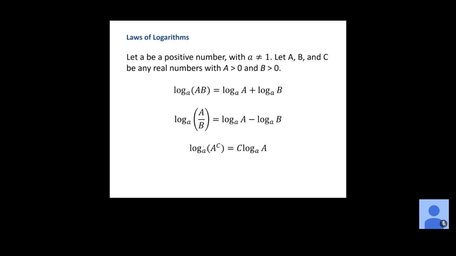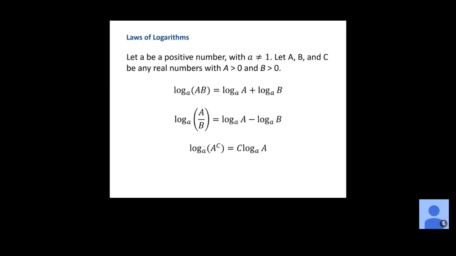Okay, so our laws of logarithms here: first we're going to let little a be a positive number, where a is not equal to 1. Then we're going to let A, B, and C, all capitals, be any real numbers with A greater than 0 and B greater than 0, meaning A and B both need to be positive. If that's the case, then the base a log of A times B can be rewritten as two separate logs using addition. So we have the base a log of A plus the base a log of B.